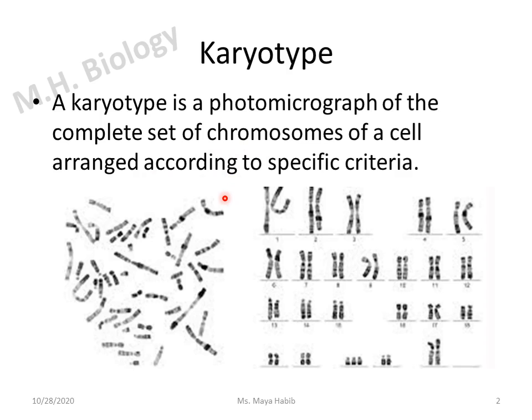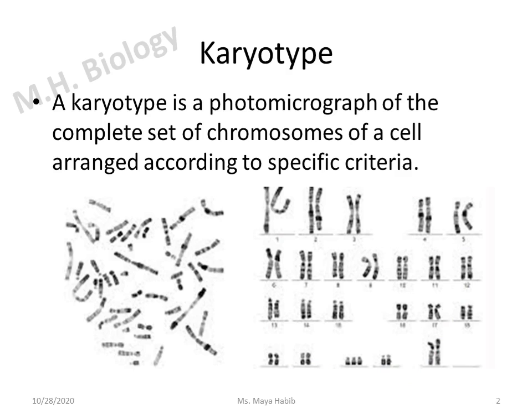So, as you can see in this figure, the chromosomes within a cell are not arranged. That's why we are going to take a photo of these chromosomes and then arrange them according to specific criteria that we will discuss later on. This photo of arranged chromosomes allows us to study these chromosomes to detect any chromosomal abnormalities.